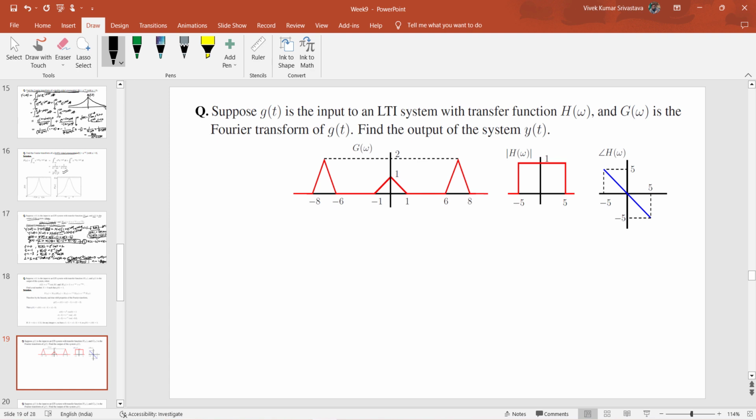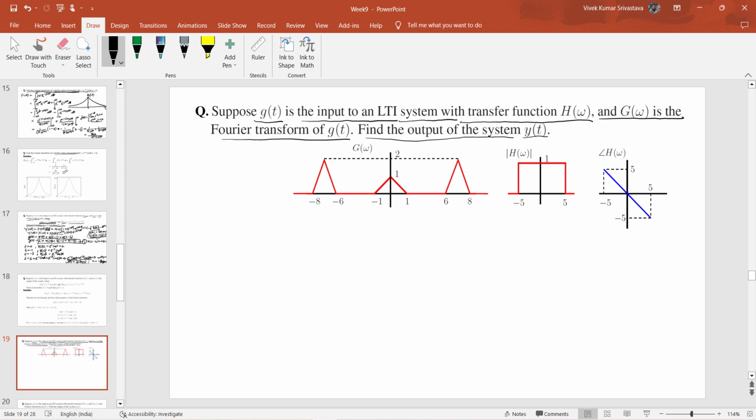So now moving ahead. The next problem is, suppose g of t is the input to a linear time invariant system with transfer function h of omega, and g of omega is the Fourier transform of g of t, which is shown here. So we have to find out the output of the system y of t here. Basically this problem is nothing but related to a filter.